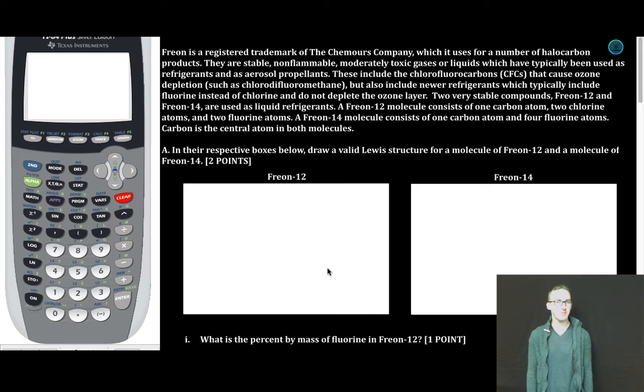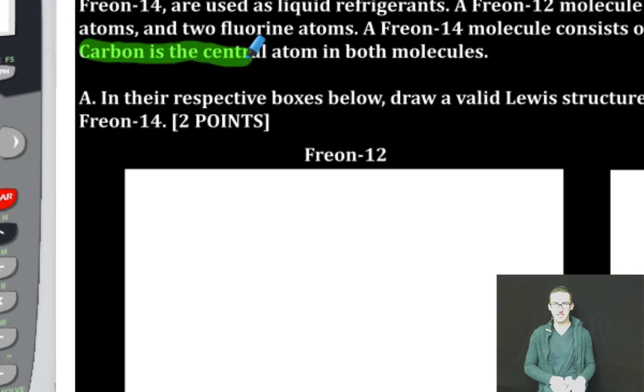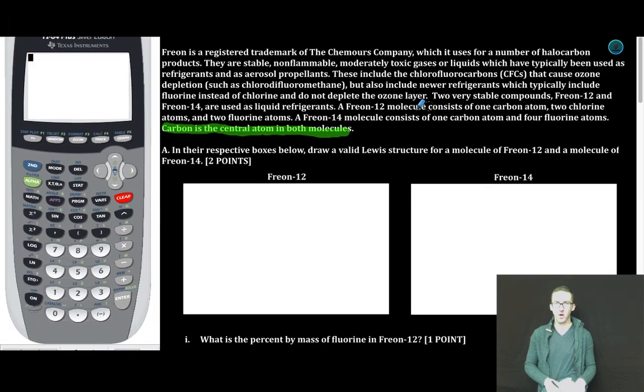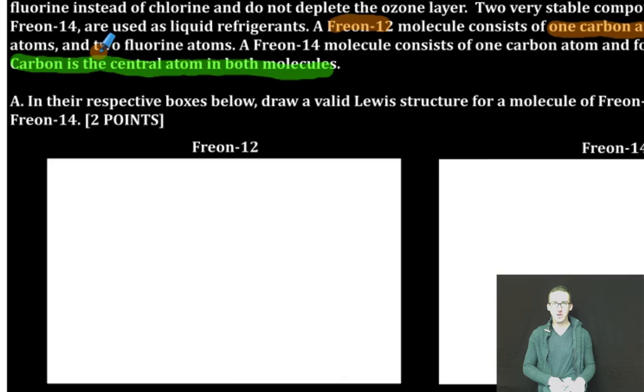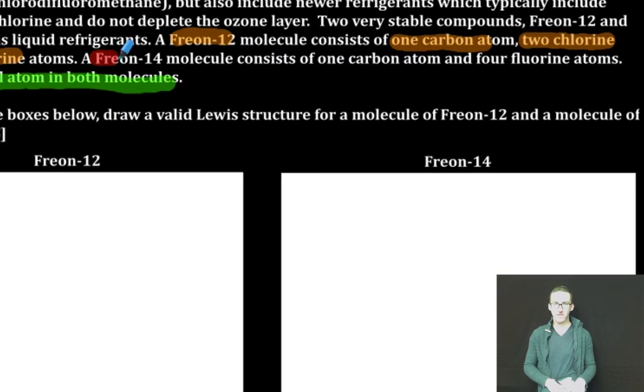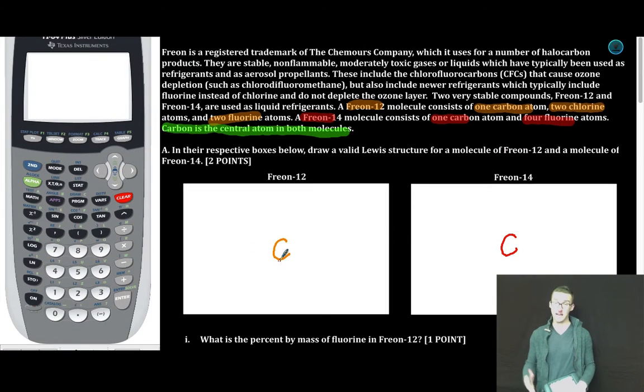Part A. In their respective boxes below, draw a valid Lewis structure for a molecule of Freon 12 and a molecule of Freon 14. Now, we're given some hints. We're told that carbon is the central atom in both molecules. We're told that Freon 12 consists of one carbon atom, two chlorine, and two fluorine atoms, whereas Freon 14 consists of one carbon, four fluorine atoms. Now, you are encouraged to work through the steps to determine the Lewis structures for each of these compounds, as you've practiced them up until this point in the year.